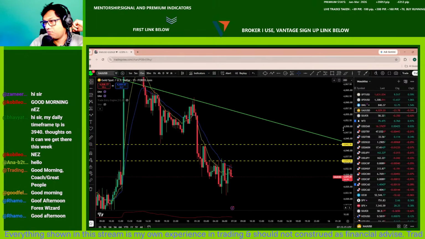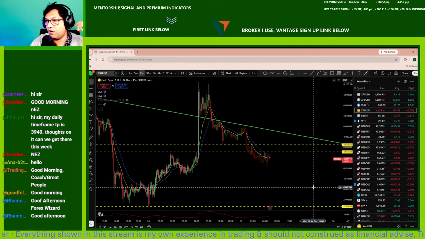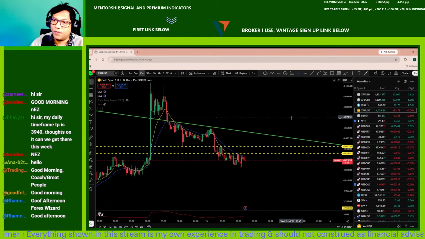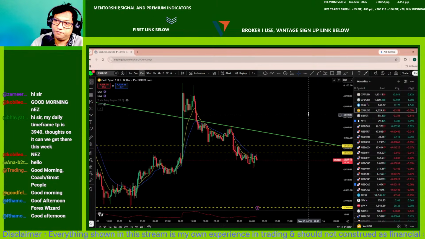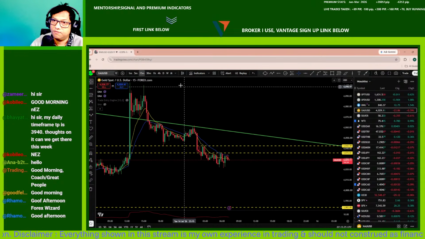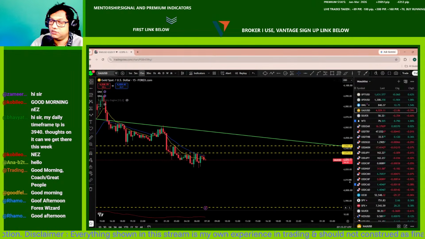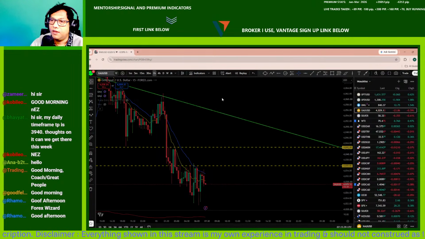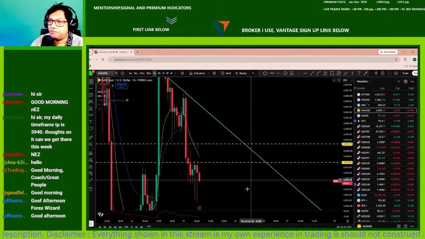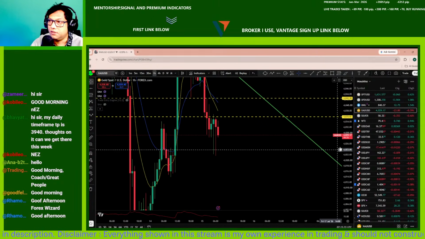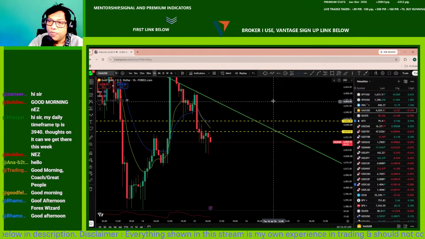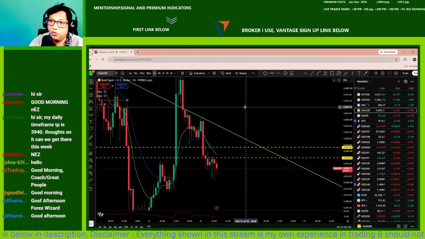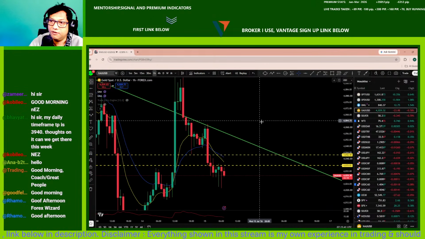Now if you look at that overall, the market can still go for another break of structure because there is still liquidity above, and therefore we'll be waiting to see a clean move in the market before we look at any entry here.